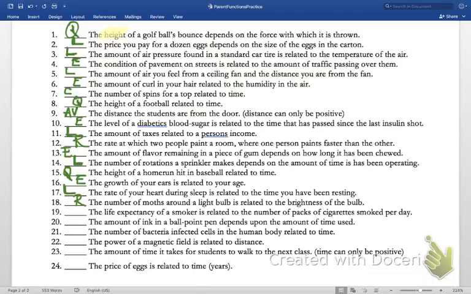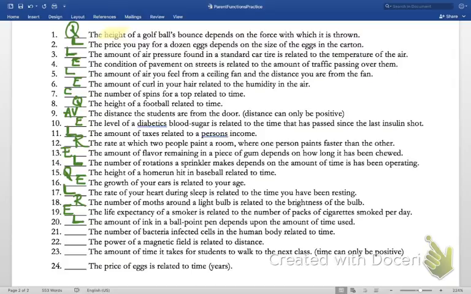The life expectancy of a smoker related to the number of packs of cigarettes. That is an exponential decay. The more they smoke, the faster it kills them. The amount of ink left in a pen. Depends on the ink pen. But yes, it is a linear. It's supposed to be a constant rate.